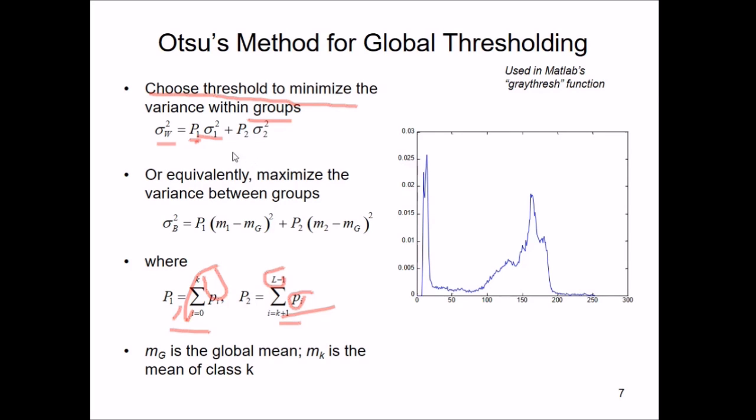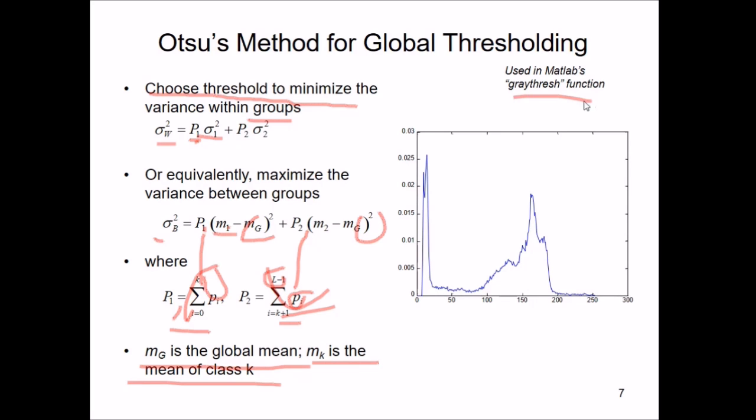Or rather, in a similar manner, equivalently, we can maximize the variance between the groups like this. Sigma b square will be equal to P1, P2 remain like this only, and M1 minus Mg, and again M2 minus Mg. This is the G for the whole image. So Mg is the global mean, the complete mean, and Mk is the mean of class K. So M1 is the mean of class 1, M2 is the mean of class 2.